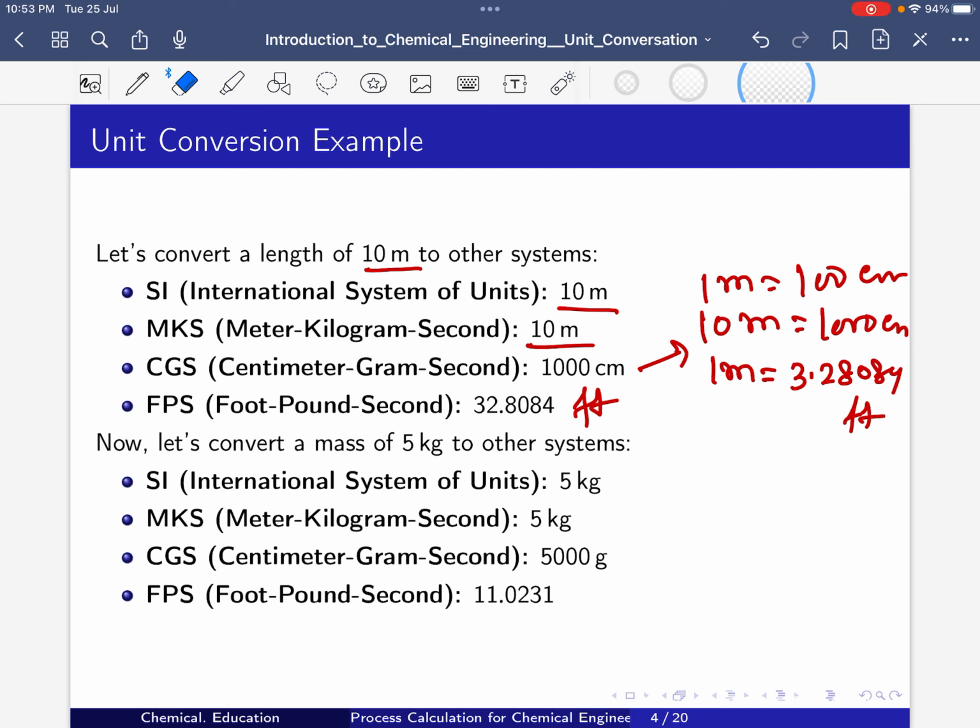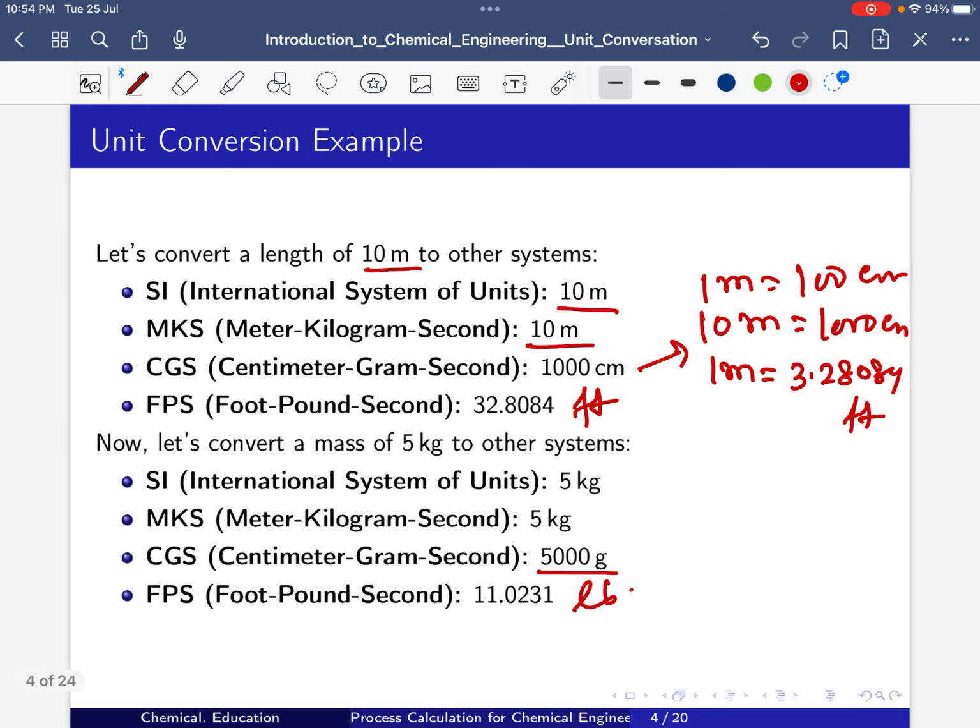Now let's convert a mass of 5 kg to other systems. In SI, the international system of units, that is 5 kg. MKS is also 5 kg, then CGS is 5000 gram, and FPS is pound, that is 11.0231 pounds. So we can do that if we know it.